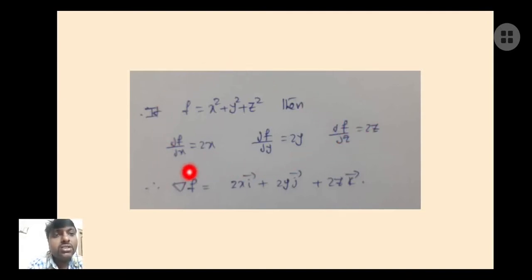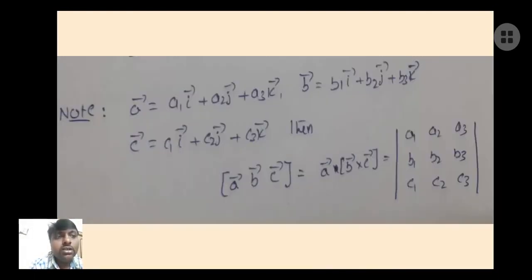Now I am replacing those partial derivatives into grad f. Grad f is equal to 2x i bar plus 2y j bar plus 2z k bar. That's it.